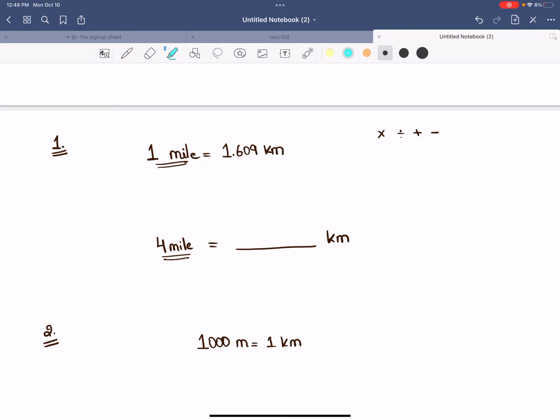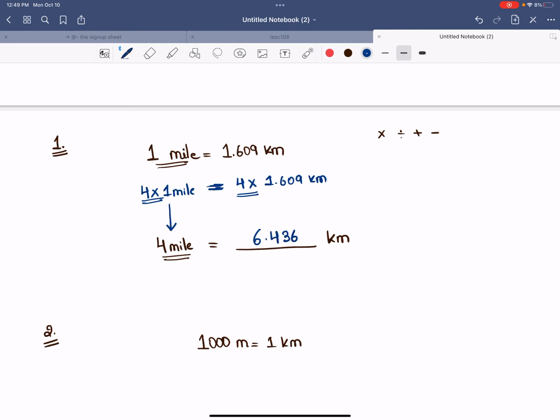So let me slowly go through this. If I multiply 4 on both sides, 4 times 1 mile is equal to 4 times 1.609 kilometers. As long as I did the same operation on both sides, the equation still holds true. This is still equal to each other. And so this 4 times 1 gives me 4 miles. Aha, that's what we wanted. And what do I get on the right side? I get the answer on the right side, and I need to pull my calculator to do this. So 4 times 1.609 is 6.436 kilometers.